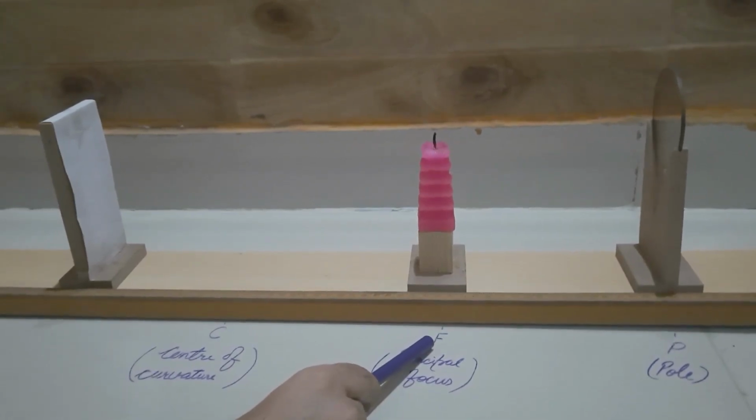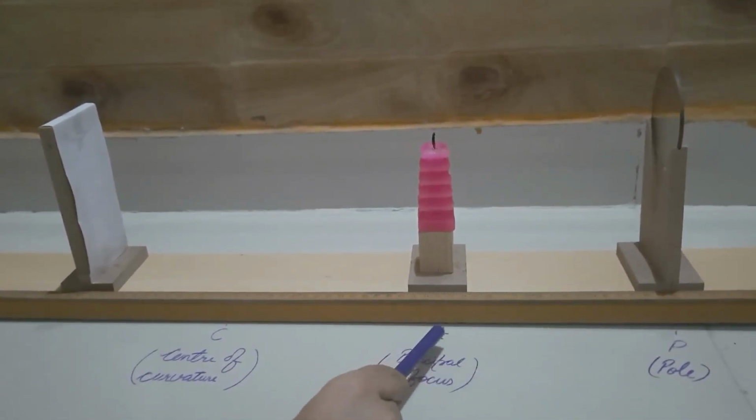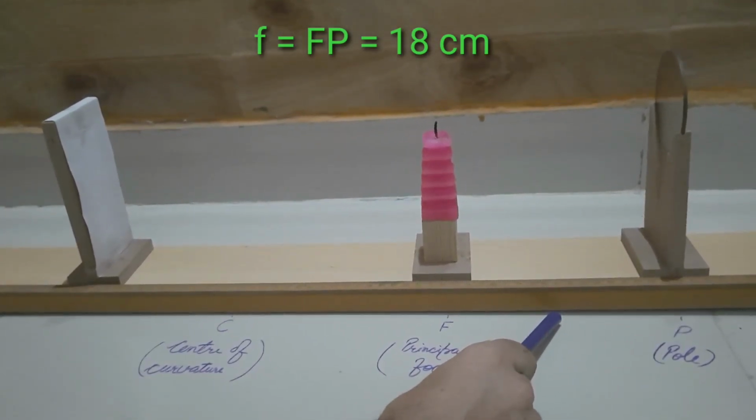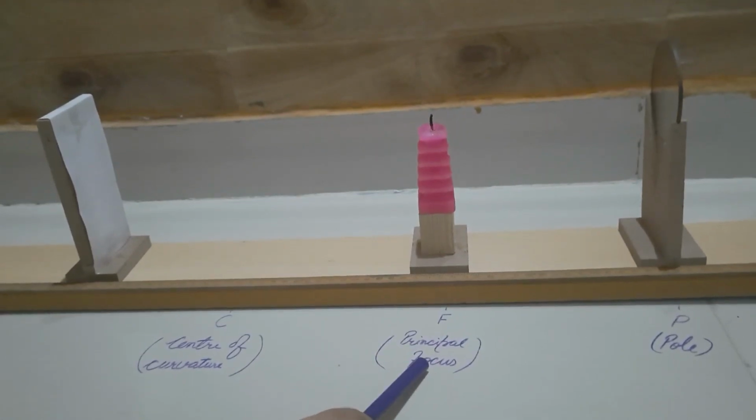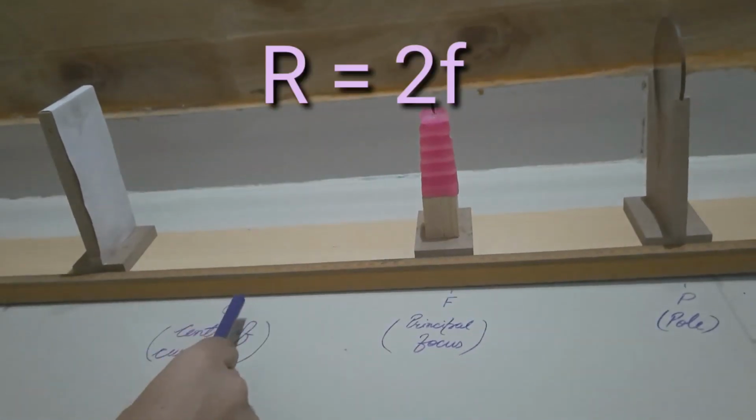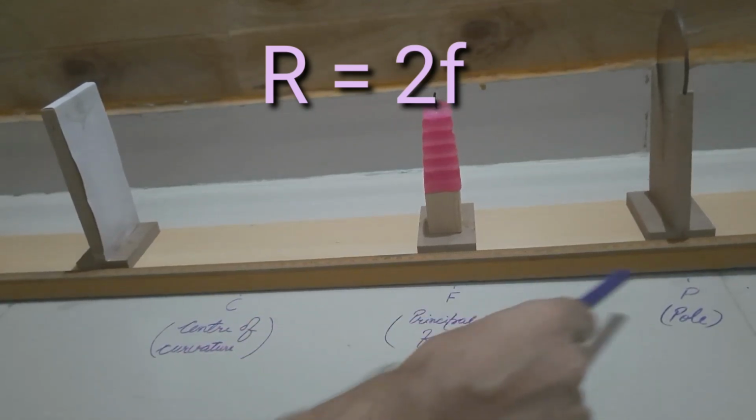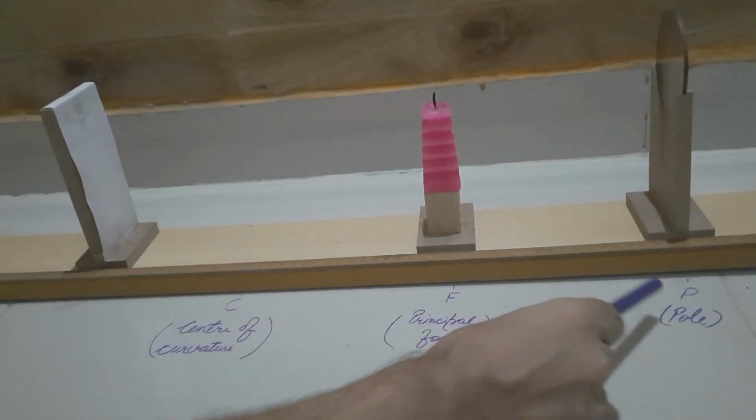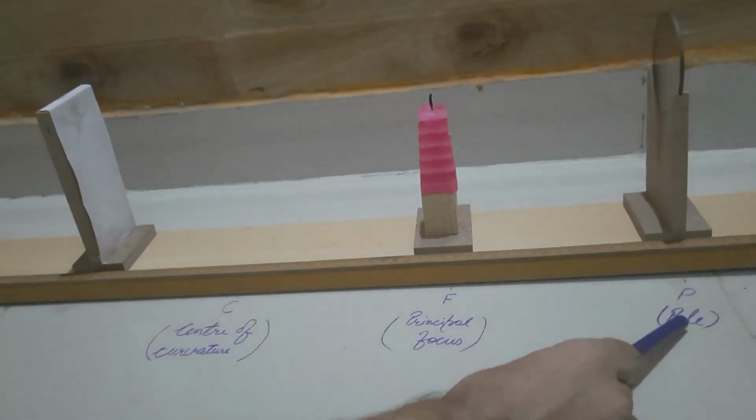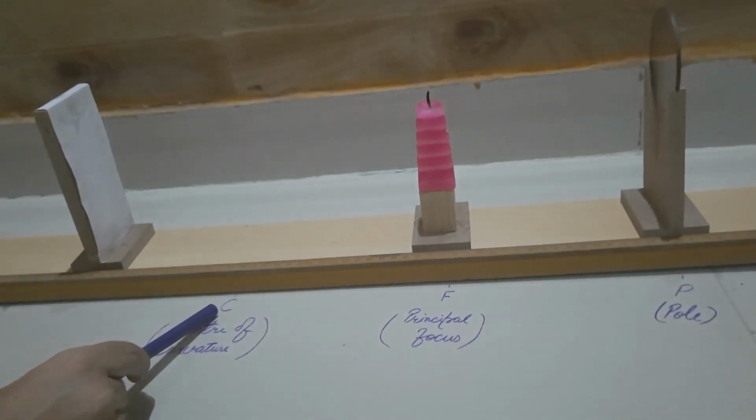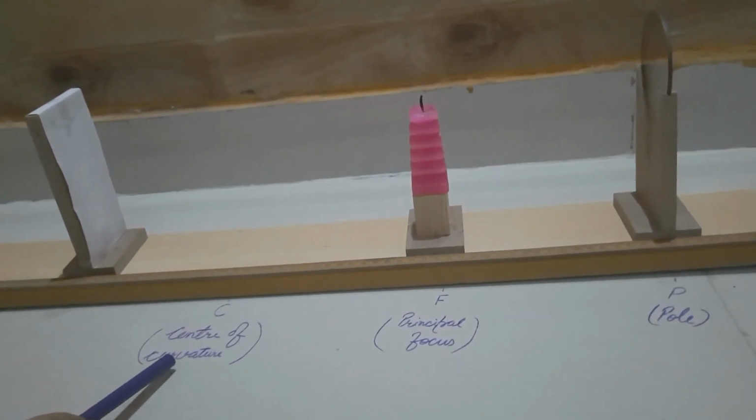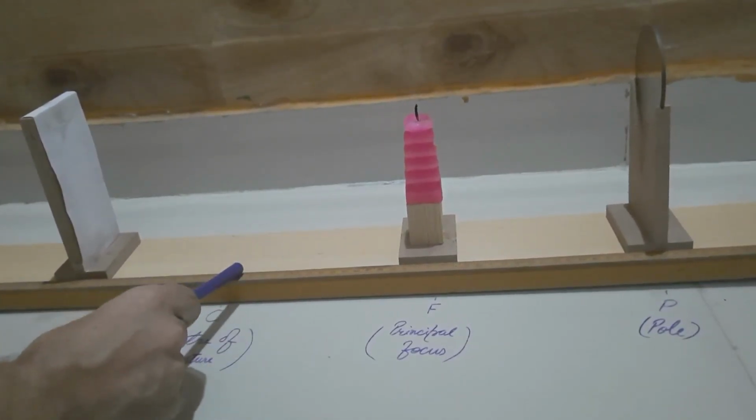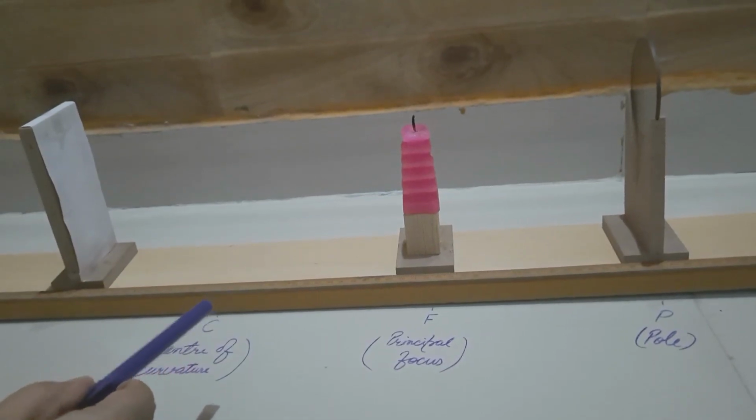This is the 18 centimeter distance. This is the focal length, the distance between F and P, which is 18 centimeter. And this is the principal focus, represented by F. Now double of the focal length is the radius of curvature, 36 centimeter, the distance between C and P. It is marked as C, the center of curvature, and distances will be measured using this scale on the optical bench. Let us start understanding the image formation.